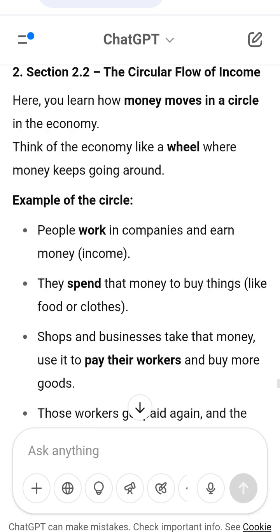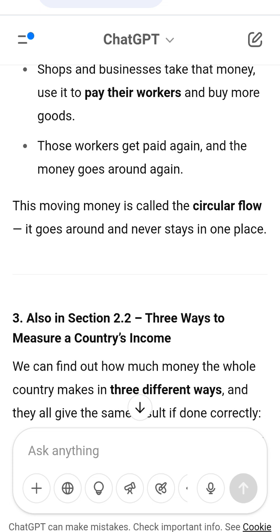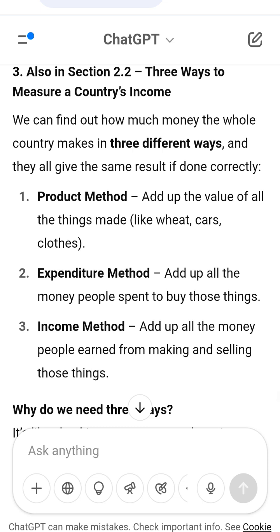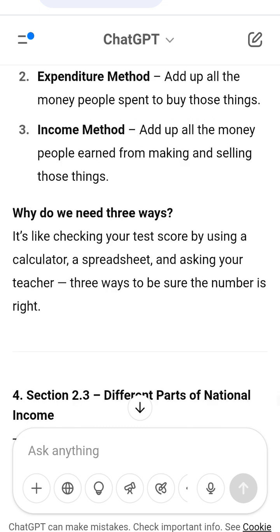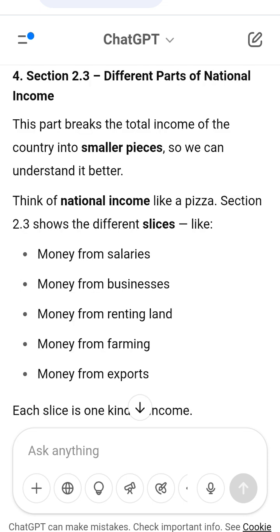It also talks about a very important warning. GDP is not everything. Just because a country's GDP, total income, is big or growing, it doesn't mean that people in that country are happy, healthy, safe, or treated fairly. For example, if all the money goes to a few rich people and many are still poor, then the country might look rich, but most people are not doing well.